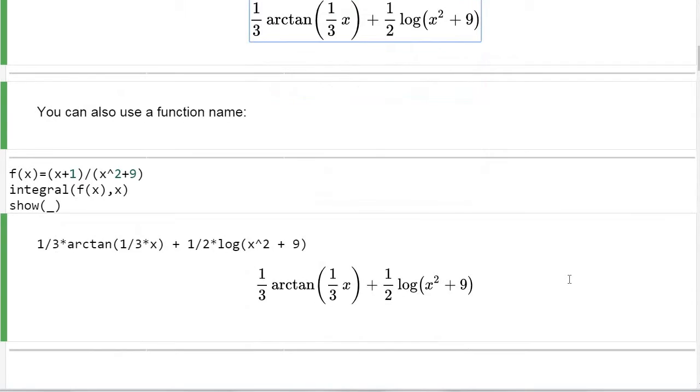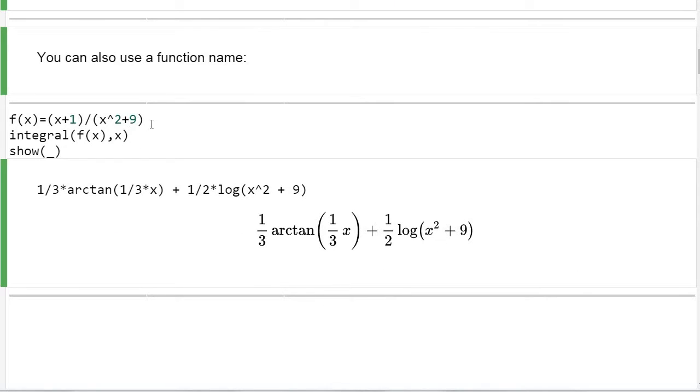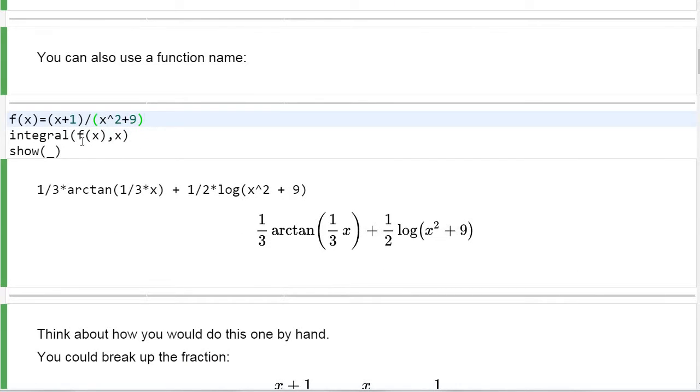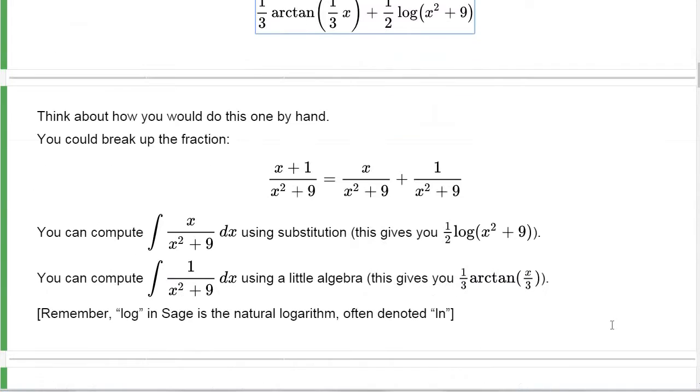Of course, like with all Sage commands, you can also use the function name. If you previously defined the function f, you can use f's name right there in the integral command, and you get the same thing.